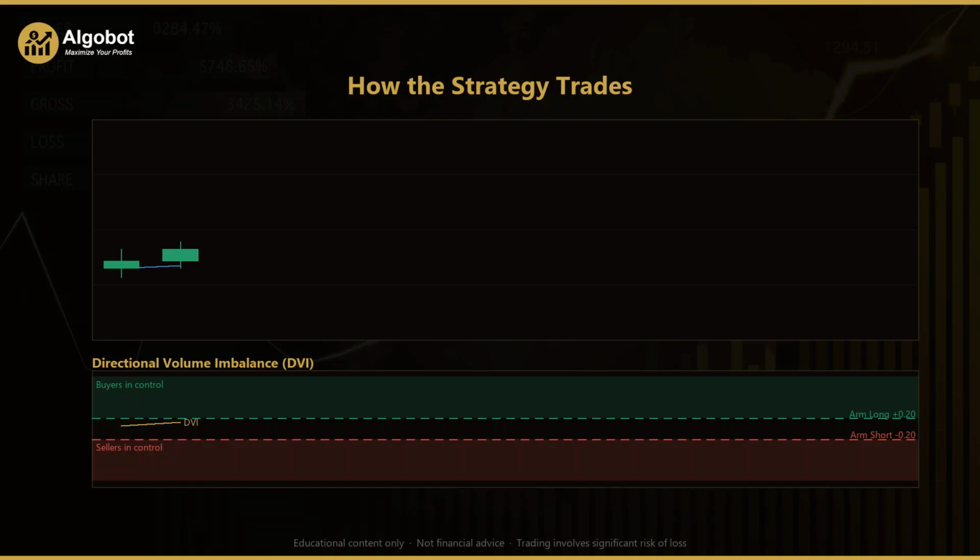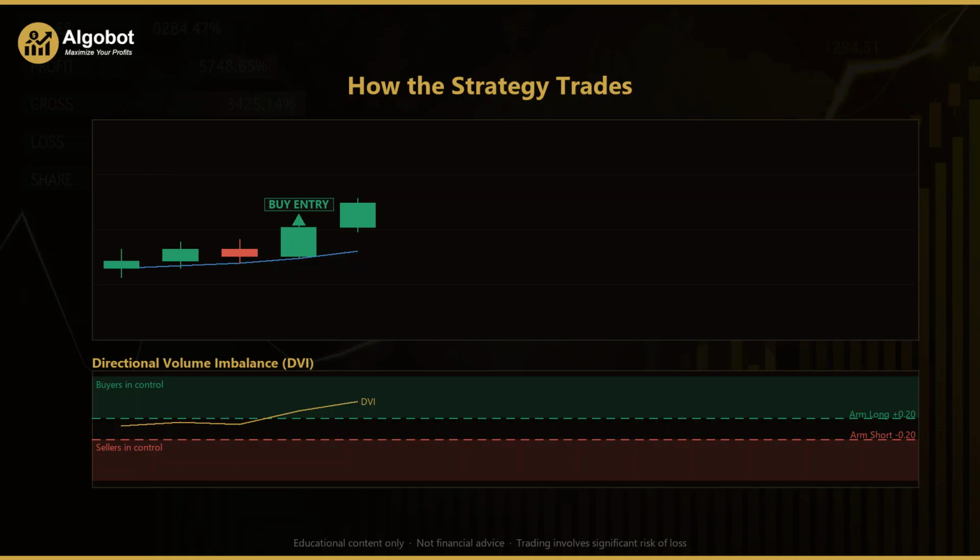Let's bring this to life on the chart, walking through a long trade, and then a short trade, candle by candle. Along the bottom, you can see the directional volume imbalance oscillator, with its dash lines at plus 0.20 and minus 0.20. On the price chart itself, the blue line is the trend EMA. Look at the first few candles. Price is drifting gently higher, and the blue EMA is sloping upward, so the trend filter already favors the buy side. Meanwhile, down in the oscillator, the DVI is low and quiet, sitting near zero and below the plus 0.20 level. There's no real one-sided participation yet, so the strategy simply waits.